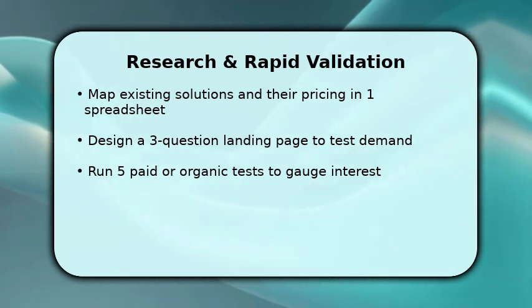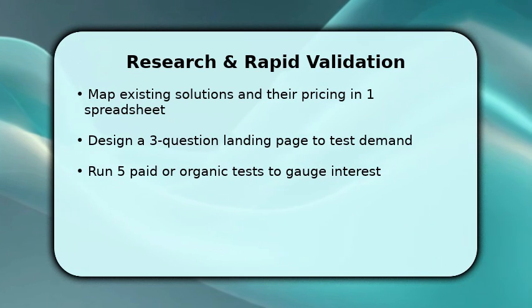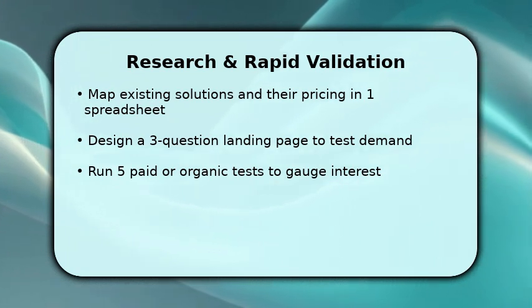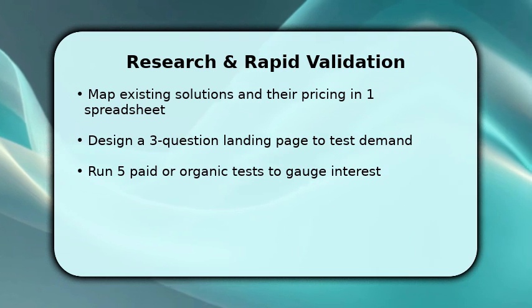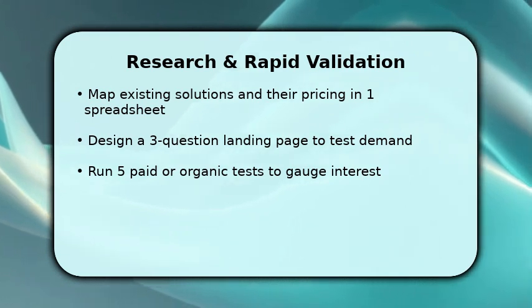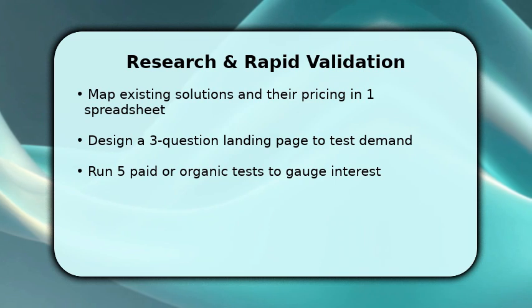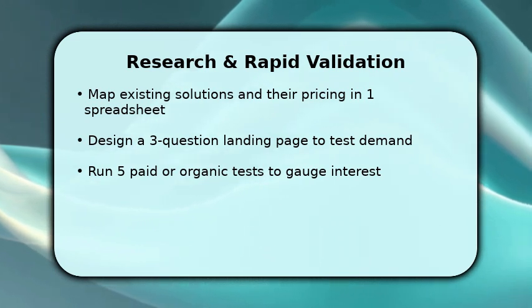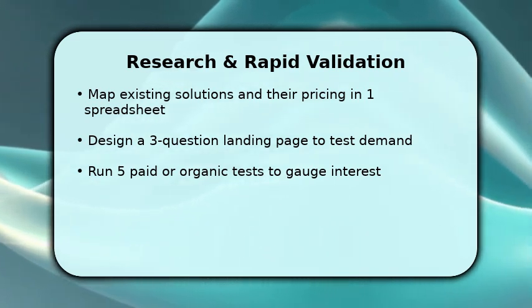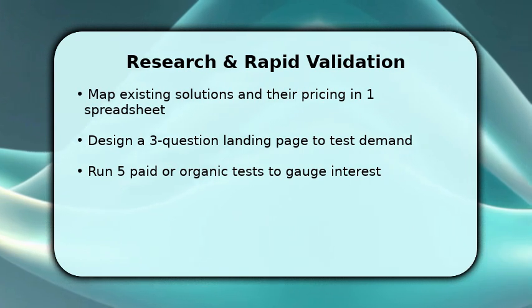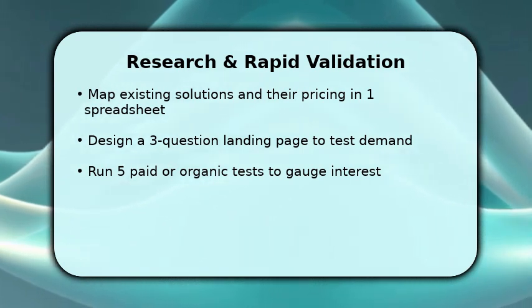Next, build a 3-question landing page that explains the problem, your solution, and a call to action. Collect emails and interest level. Then run 5 rapid tests, ads, outreach, or posts, and measure clicks, signups, and qualitative replies. If you get signal, sketch an MVP focused on the biggest unmet need and the simplest deliverable.